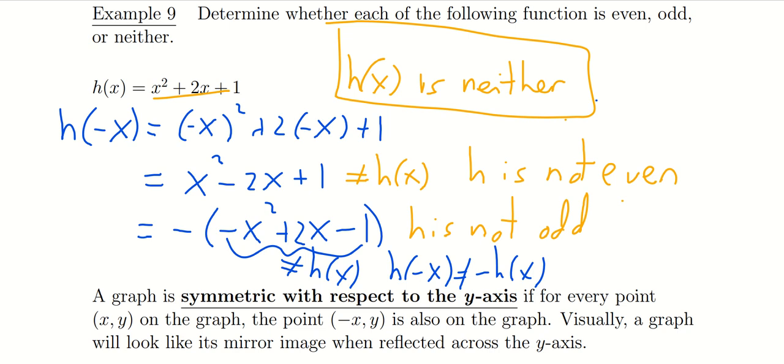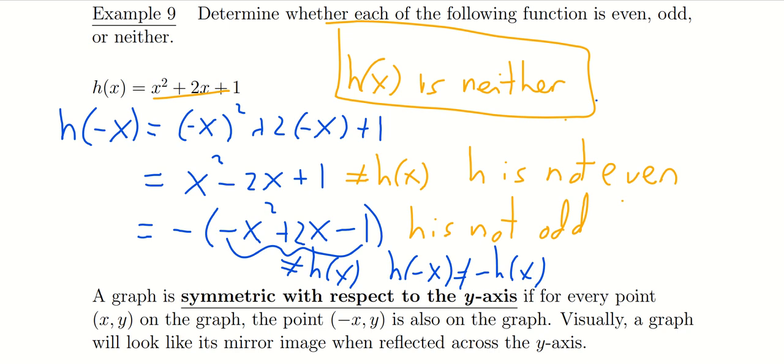If a function is odd, it has a separate type of symmetry which is referred to as origin or point symmetry. A graph is symmetric with respect to the origin if for every point x comma y on the graph, the point negative x negative y is also on the graph. Visually, the graph will look like its double reflection, first across the y-axis and then across the x-axis. So origin symmetry you can think of as being a hallmark of odd functions.